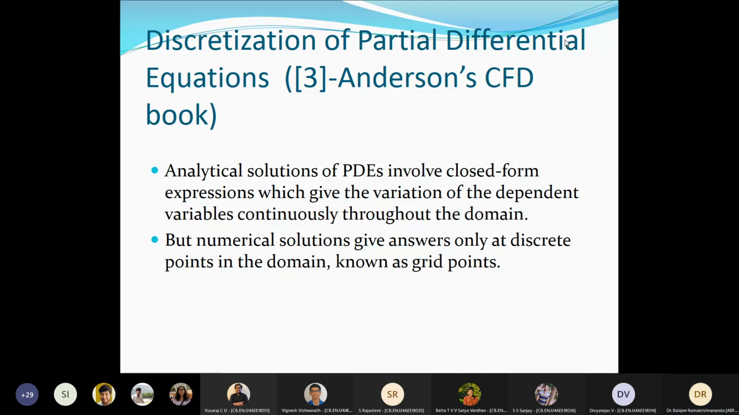Now, this involves closed form expressions which give the variation of the dependent variables continuously throughout the domain. By contrast, numerical solutions give answers only at discrete points in the domain. We have seen this. These points are known as grid points. So Sri Krishnan sir may soon start taking classes for you on how to do them, so you will get practical experience also.